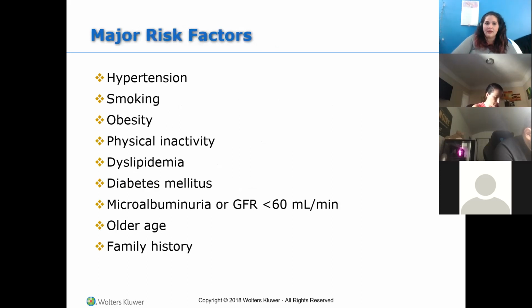Alrighty. Major risk factors: hypertension, smoking, obesity, physical inactivity, dyslipidemia, diabetes, microalbuminuria or GFR less than 60, old age, and family history.